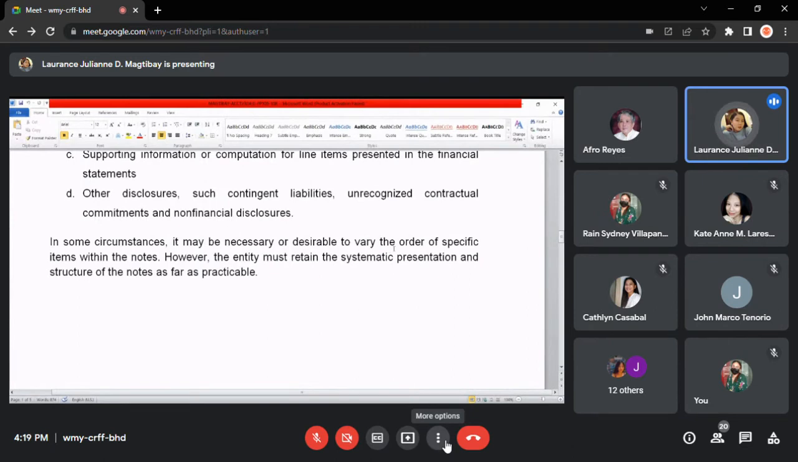It may be desirable to vary the order of specific items within the notes. However, the entity must retain the systematic presentation and structure of the notes as far as practicable. So, sabi po dito, yung order daw po ng pag-present ng notes to financial statement, it may change, it may vary, pero daw po dapat yung entity pag presento, dapat po ay systematic presentation pa rin, structured, and ayun po.